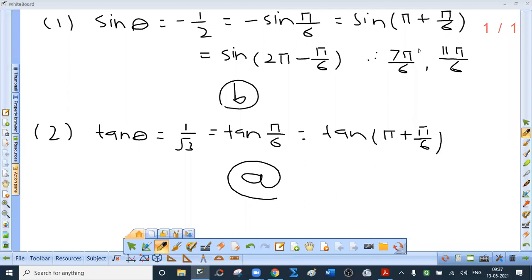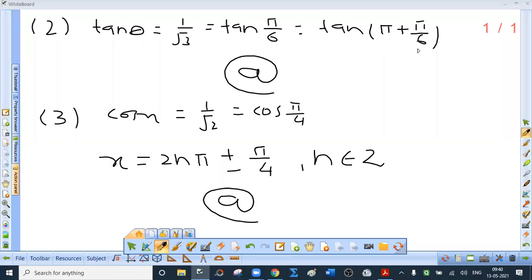Second, the principal solutions of the equation cot theta equal to root 3 are. Cot theta is root 3. So what is tan theta? 1 by root 3. But tan pi by 6 is 1 by root 3. Tan of pi plus theta is also tan theta. So pi by 6 and 7 pi by 6. So the correct option is A, Ahmedabad.